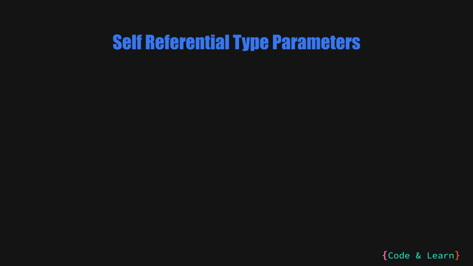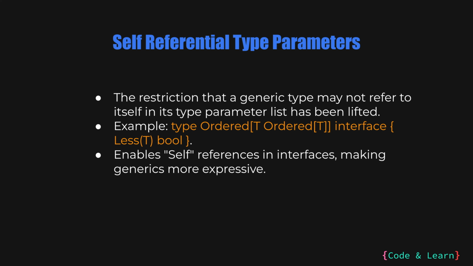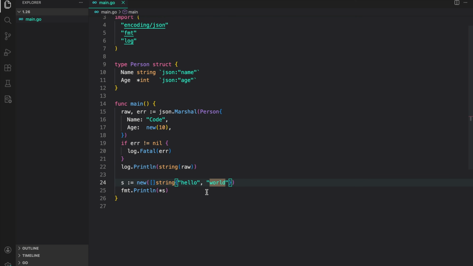Next, we have the self-referential type parameters. The restriction that a generic type may not refer to itself in its type parameter list has been lifted. Earlier, we were not able to do something like this, that is, the type itself referring to the generic. But now we can do it. Let's have a look with an example. I'm just going to comment this out.